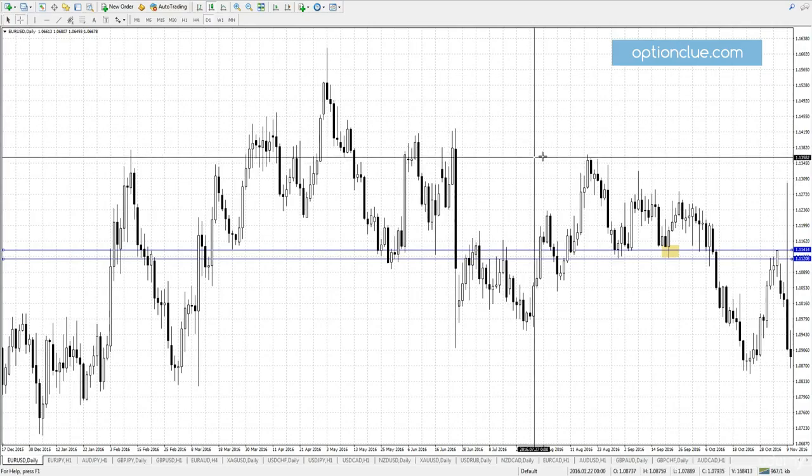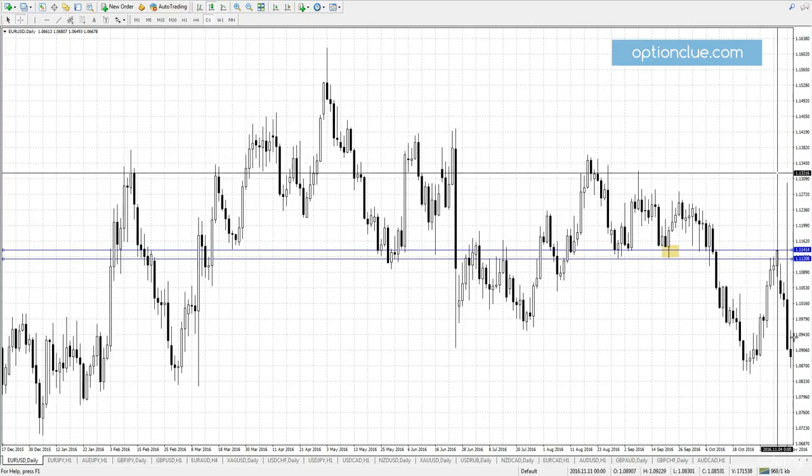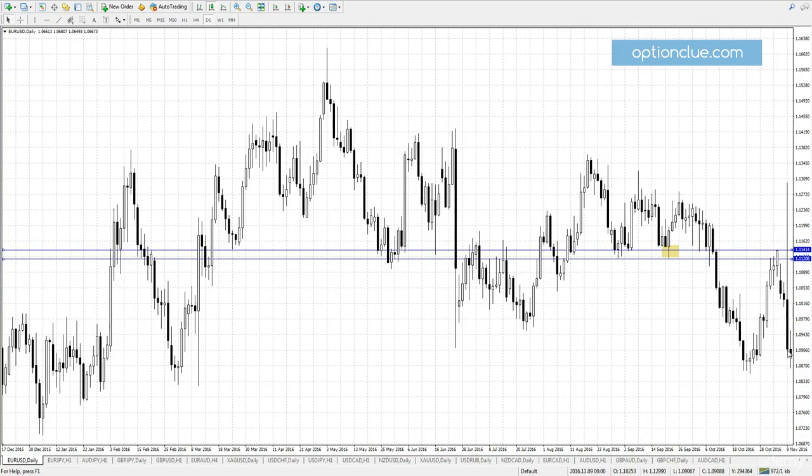Young traders in such situations often try to sit out the drawdown, hoping that the market will go in the right direction. You need to understand that this behavior has nothing to do with trading.